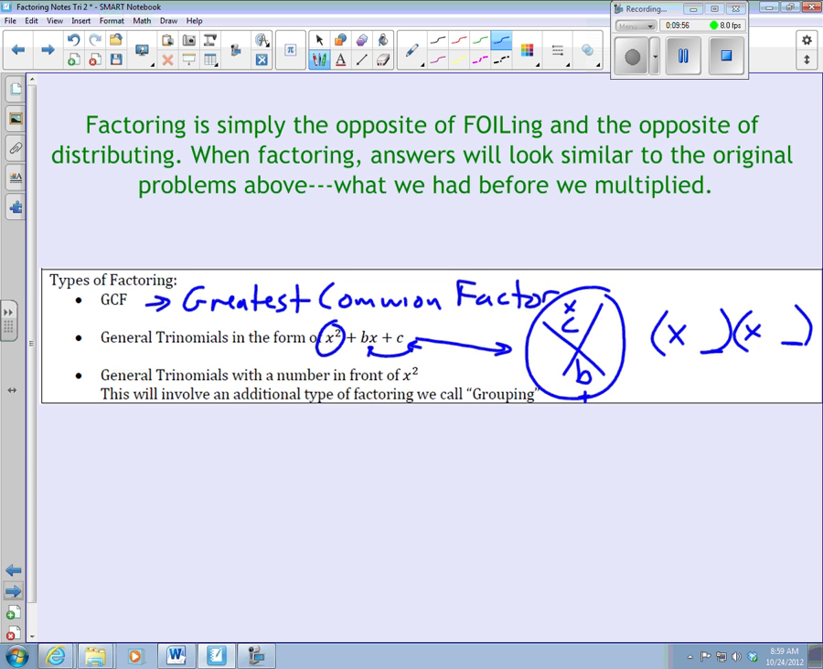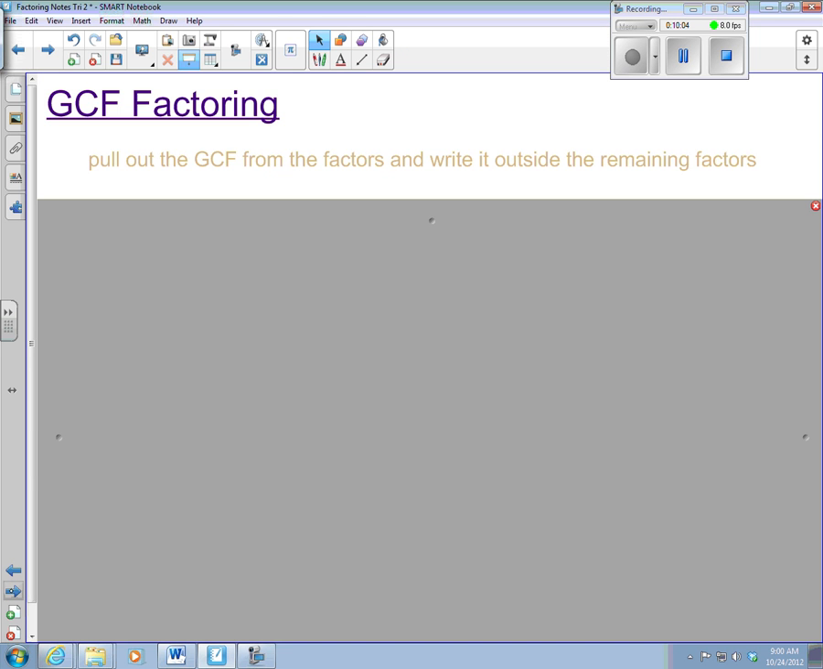And then this one, general trinomials with some number in front of it. I'll probably show you this later on tomorrow. Okay, first one, GCF, greatest common factor.